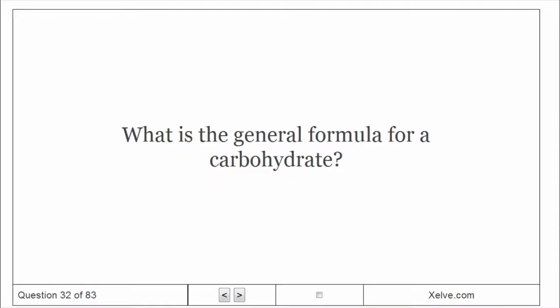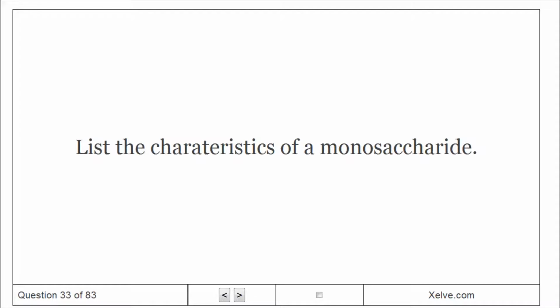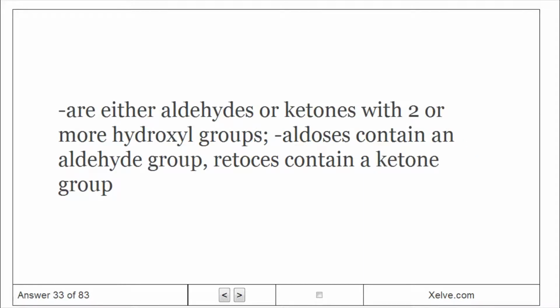What is the general formula for a carbohydrate? CH2O. List the characteristics of a monosaccharide. Aldehydes or ketones with two or more hydroxyl groups. Aldoses contain an aldehyde group. Ketoses contain a ketone group.